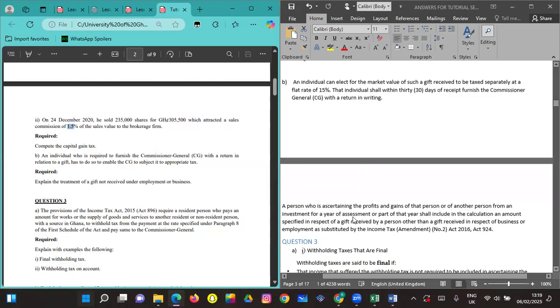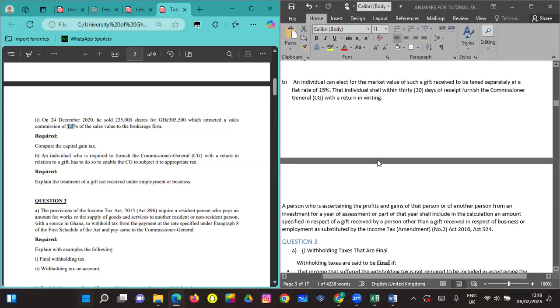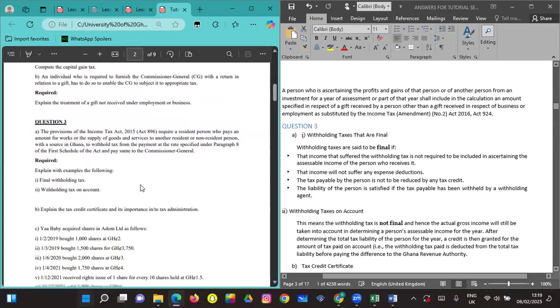A person who is ascertaining the profits and gains of that person or of another person from an investment for a year of assessment or part of that year shall include in the calculation an amount specified in respect of a gift received by a person other than a gift received in respect of a business or employment, as substituted by the Income Tax (Amendment) Act, No. 2. And this is basically a law that is there, so you don't have to run away from it. Chew it. All right, let's move to question 3.